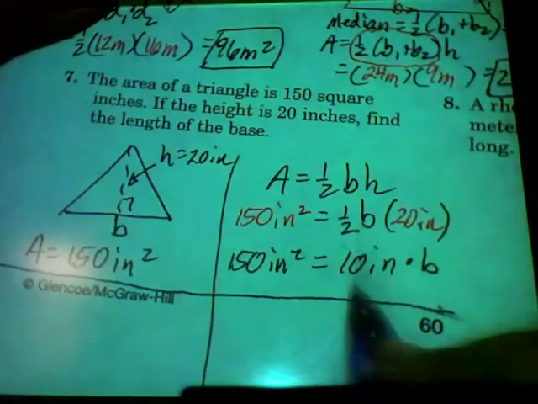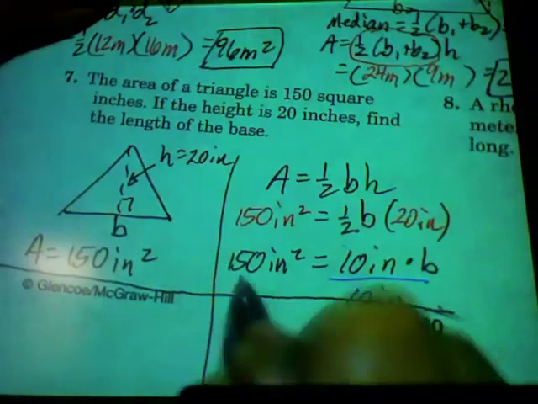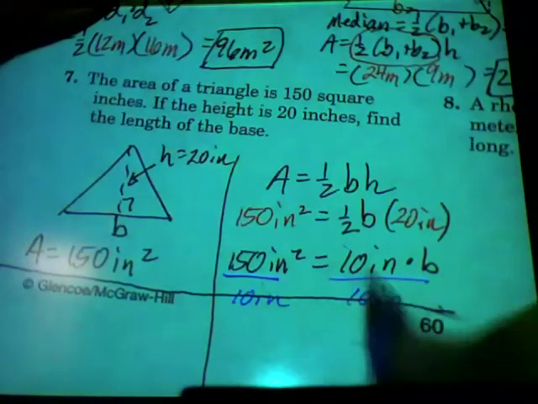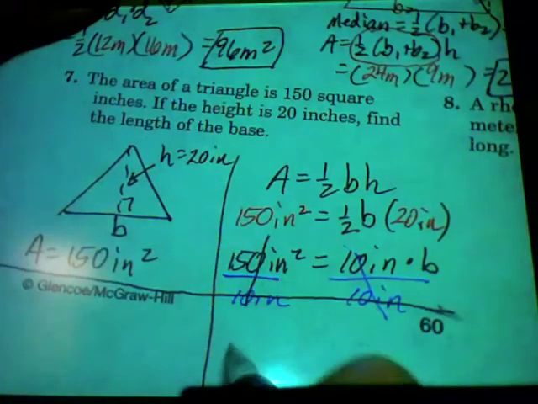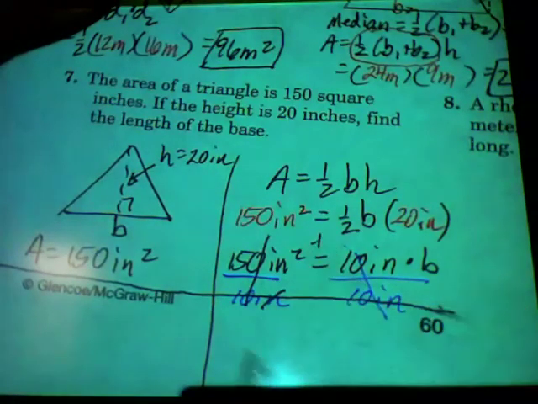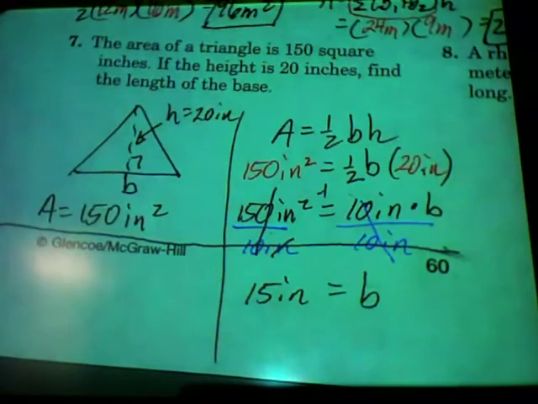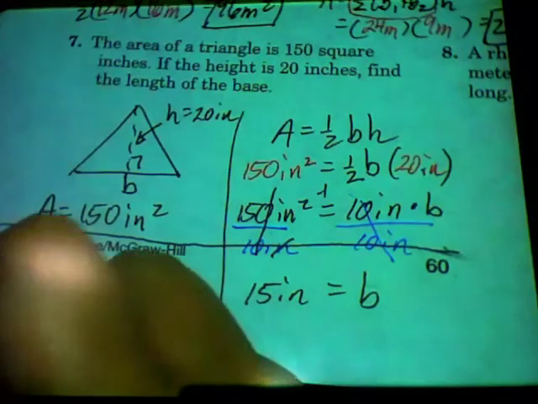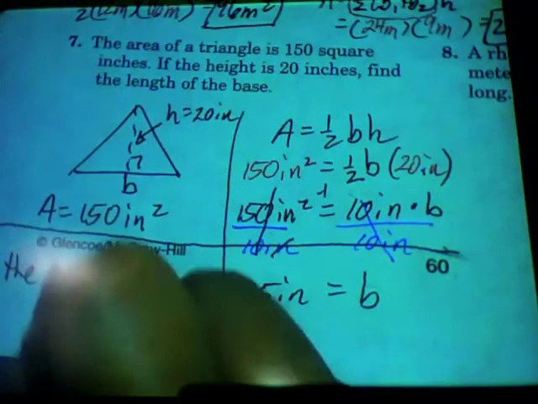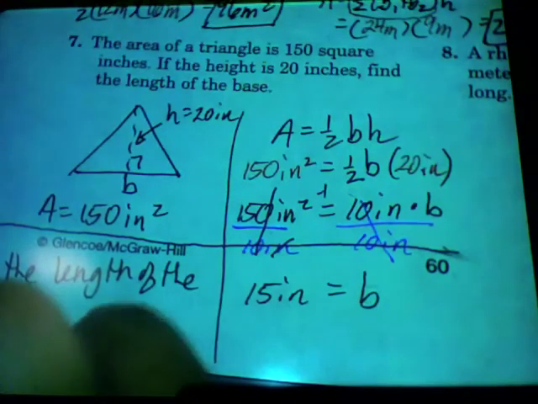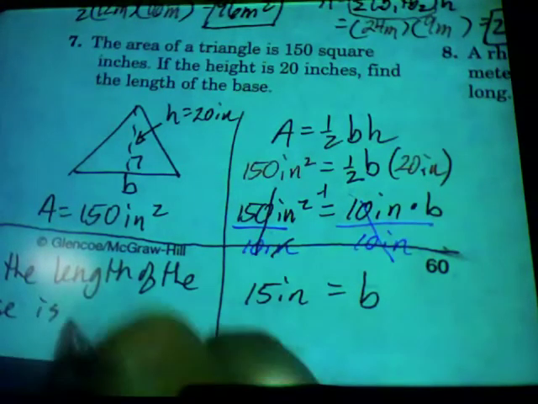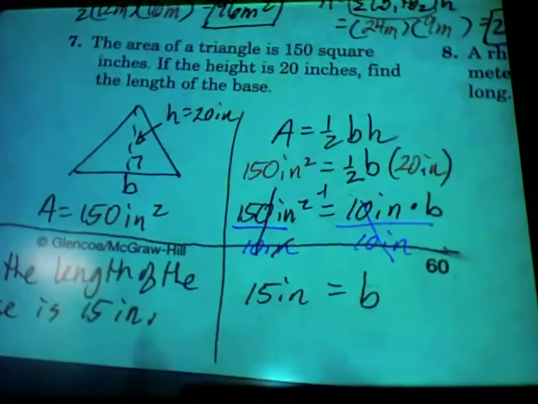Now don't I divide by 10 inches? And I don't even need a calculator, right? My zeros cancel, and this inch cancels with one of those, so I end up with 15 inches equals my base. Has that answered my question? Yes. So therefore, the length of the base is 15 inches.